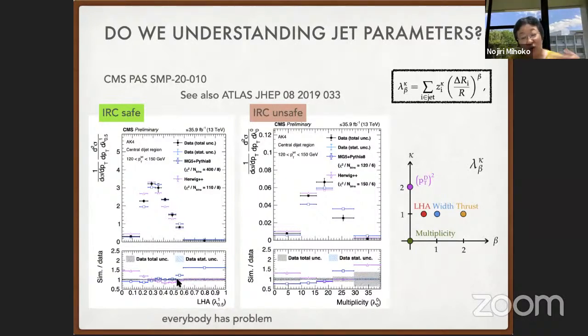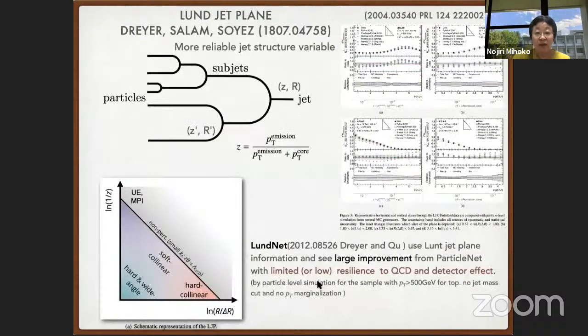Within 1%, 20%, 10%, you always observe some mismatch. But maybe you can say that this IRC safe one is consistent in this particular range, while the difference is larger here. And there is something called the Lund-jet plane recently.